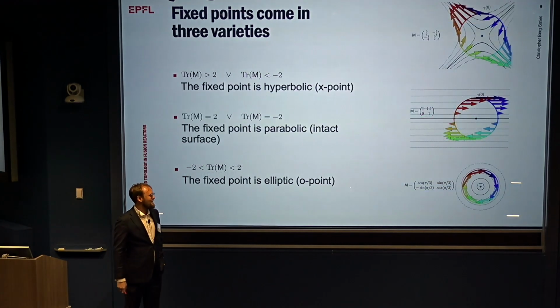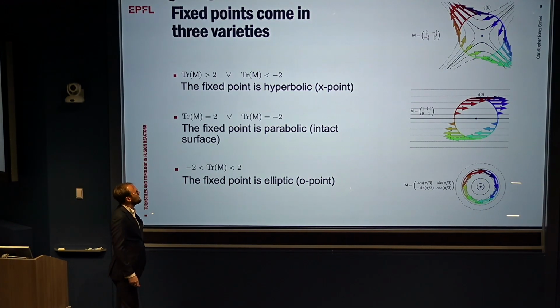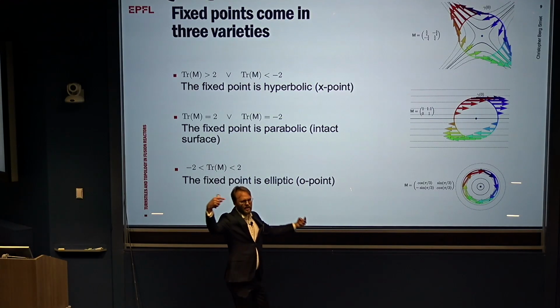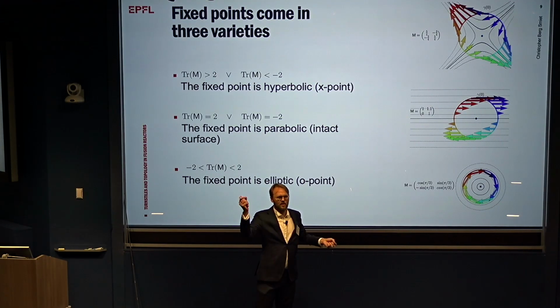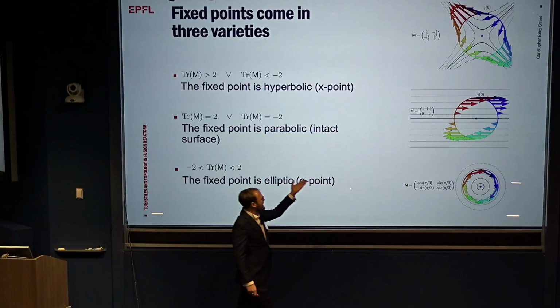Now, that doesn't say much to everyone, but if you look into the literature, that group has 3 subsets. So it's all classified by the trace of the matrix. If the trace is larger than 2 or smaller than -2, the fixed point is hyperbolic. We get what plasma physicists call an X point because of the shape of the trajectories around such a fixed point.